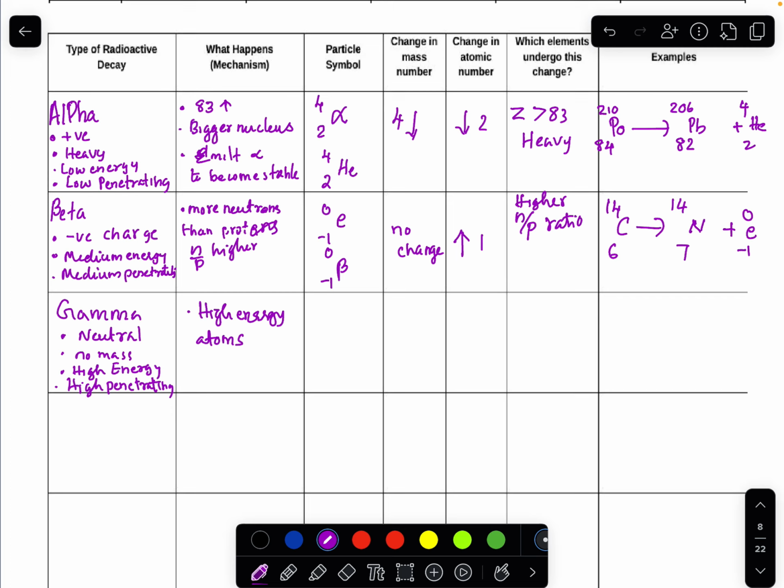And I said it is not a material particle, right? And the symbol we can say is gamma 0, 0. There will be no change in the atomic number, no change in the mass number, so the identity will be the same.